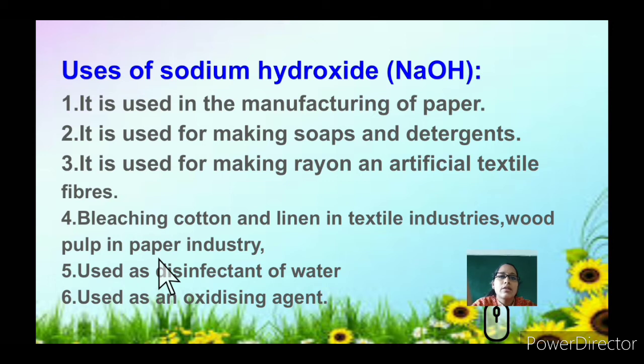Let's understand the uses of sodium hydroxide. So we have obtained sodium hydroxide. So where all is it being used? Sodium hydroxide is used in the manufacturing of paper. It is used in making of soaps and detergents. It is used in making of rayon, an artificial textile fiber. It is used in bleaching cotton, wood pulp in paper industries, used as disinfectant of water, and also it is used as an oxidizing agent.